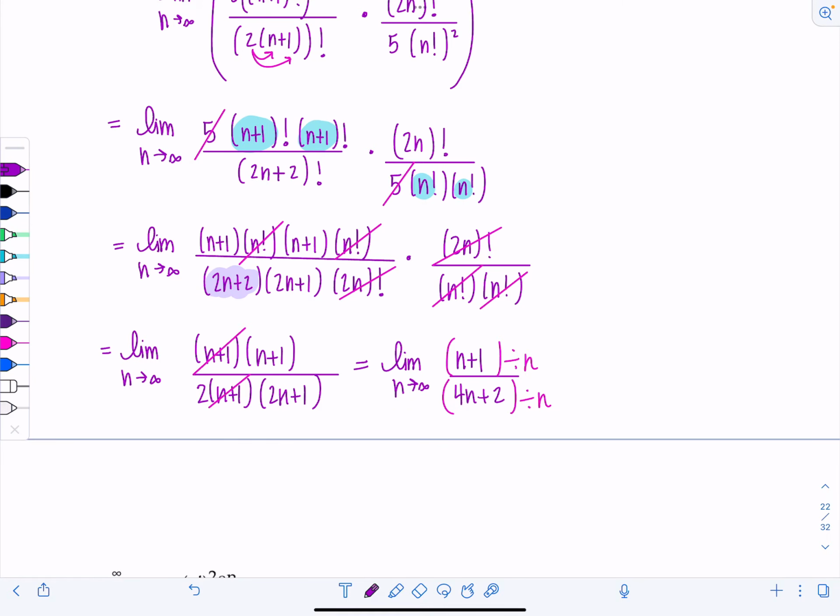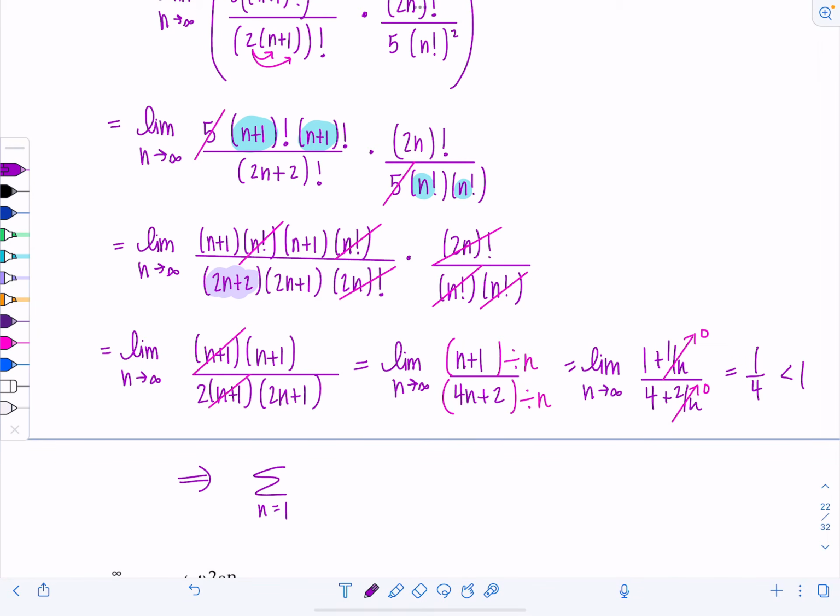Okay, so this is the limit as n goes to infinity of (1 plus 1 over n) over (4 plus 2 over n). This goes to 0, this goes to 0, and at long last, I have my limit, which is 1/4, which is less than 1. So that means the original series, the sum from n equals 1 to infinity of 5 times (n factorial) squared over (2n) factorial, converges absolutely by the ratio test.